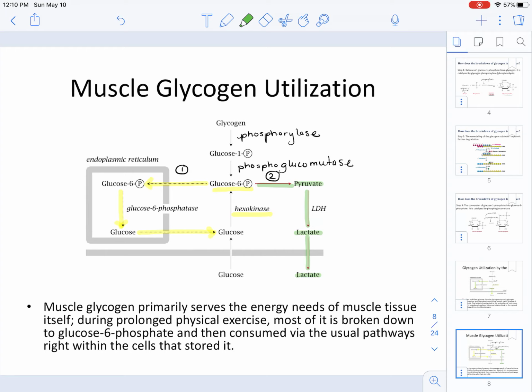But understand that the major difference between the utilization of glycogen in liver and in muscle is going to be the conversion of that glucose to glucose 6 phosphate after the glucose molecule has been released from the ER. In the case of the muscle, we can convert it to glucose 6 phosphate through a hexokinase, and in the case of the liver, we have a glucokinase that will be converting it back to glucose 6 phosphate.